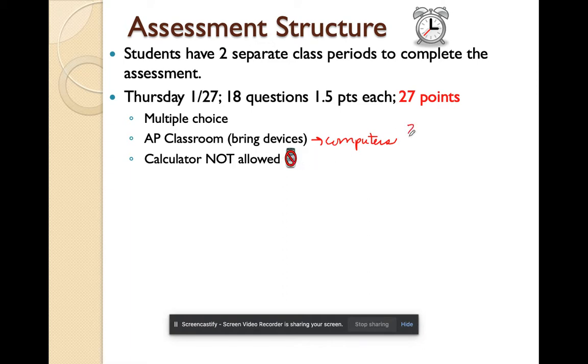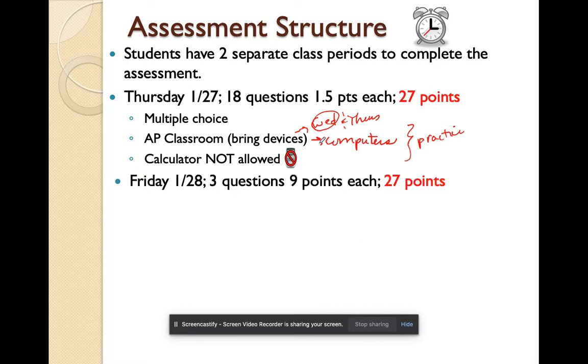We will also have a short practice on AP Classroom on Wednesday, so bring your devices on Wednesday and Thursday. On Wednesday we can make sure you're comfortable logging on to AP Classroom and doing a couple questions, so you get the feel of it. So Thursday you can come in and get started right away.